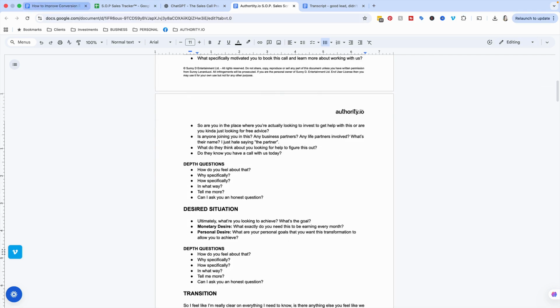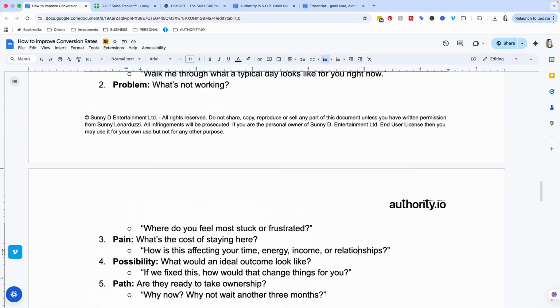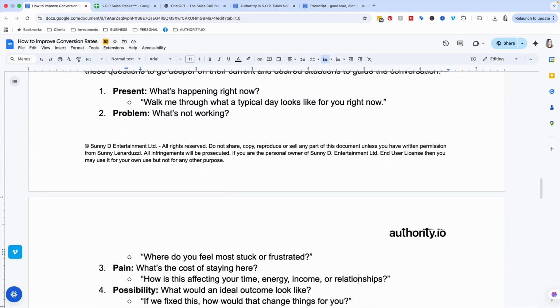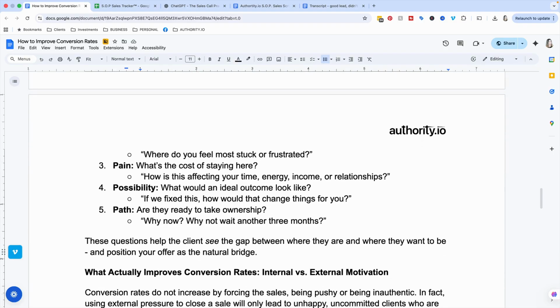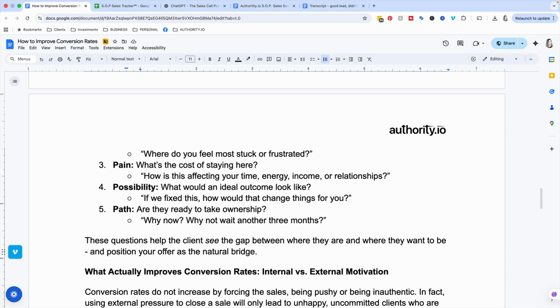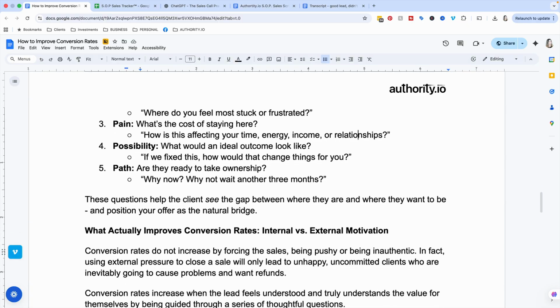But I think the biggest thing to take from this discovery framework is how this is laid out in the SOP sales script. It takes you through the structure of the present situation, the current challenge, the problem that they're facing, the pain of that problem, the possibility of what they want to create, and really illuminating that for them, and then the path forward.